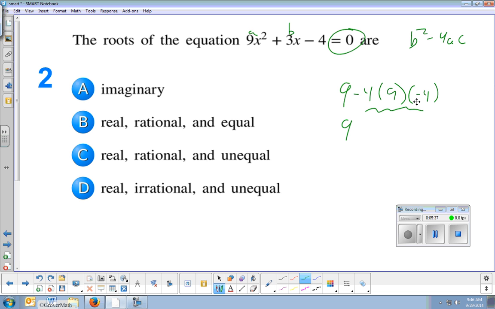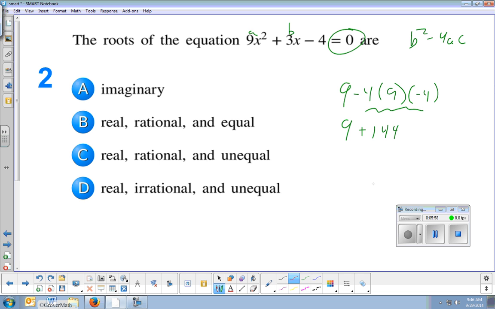Negative 4 times 9 times negative 4. Well, let's see, and I could have my calculator make this easier for me, but let's try to do it without. Negative 4 times 9, that's going to be negative 36. And 4 times 36, let's see, 4 times 30 is 120, and 4 times 6 is 24. That's going to be plus 144.